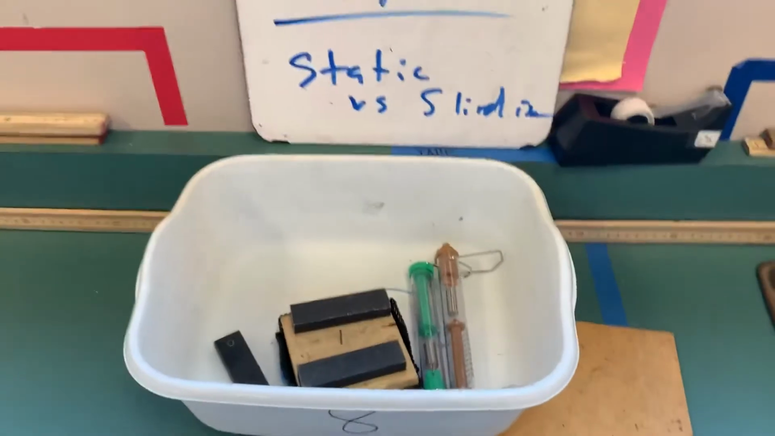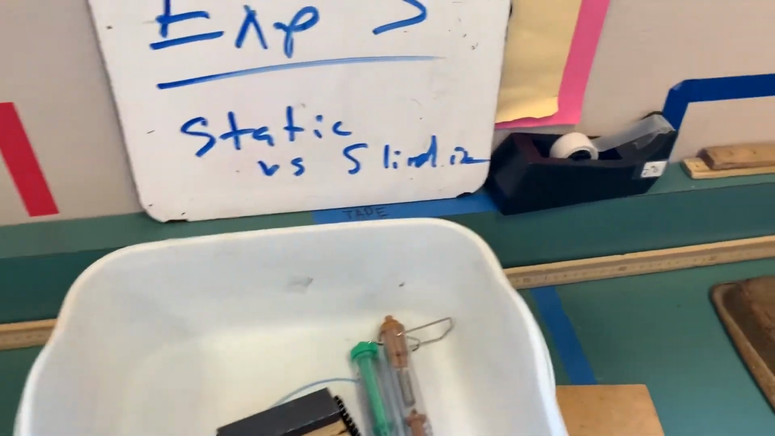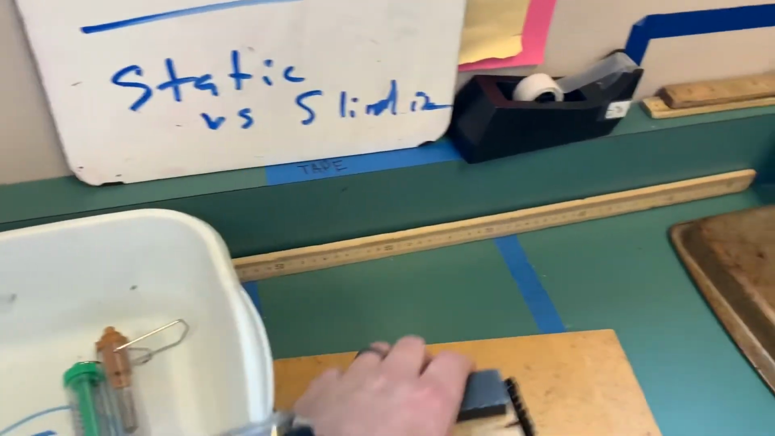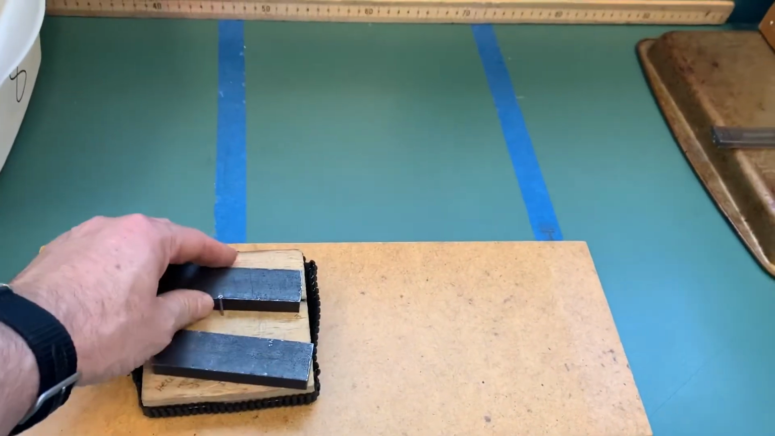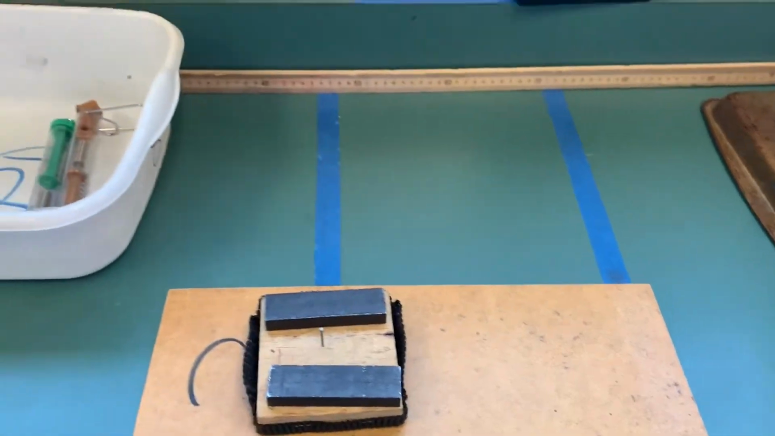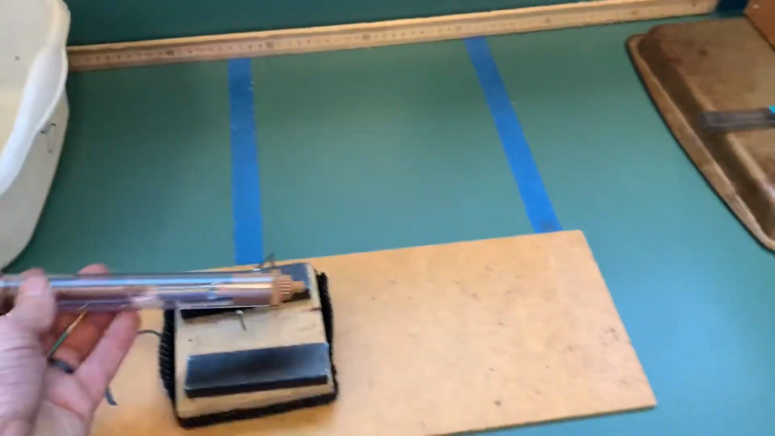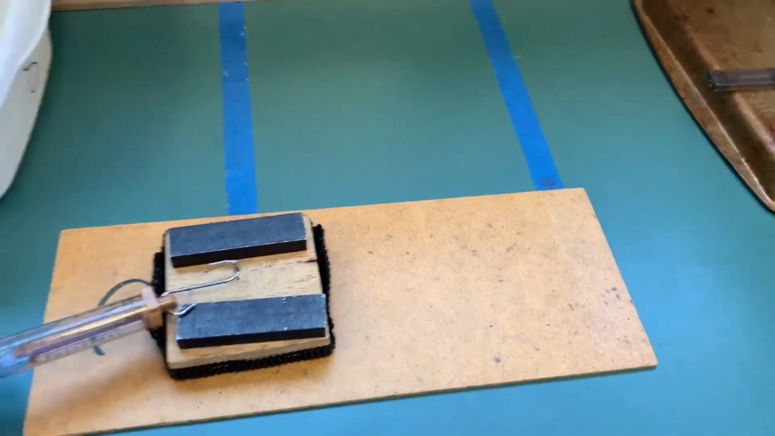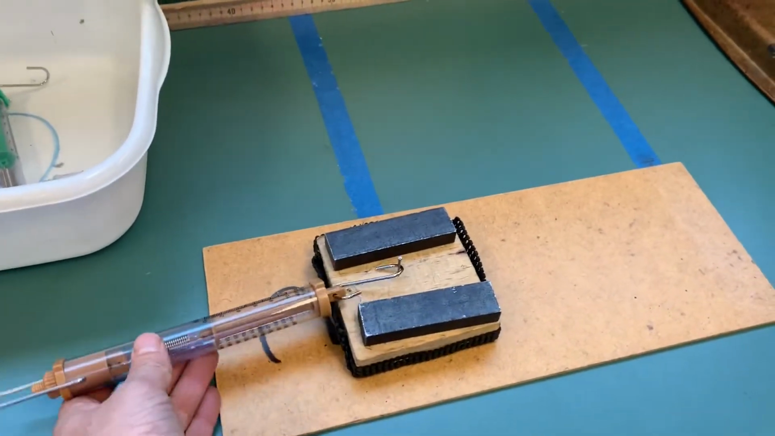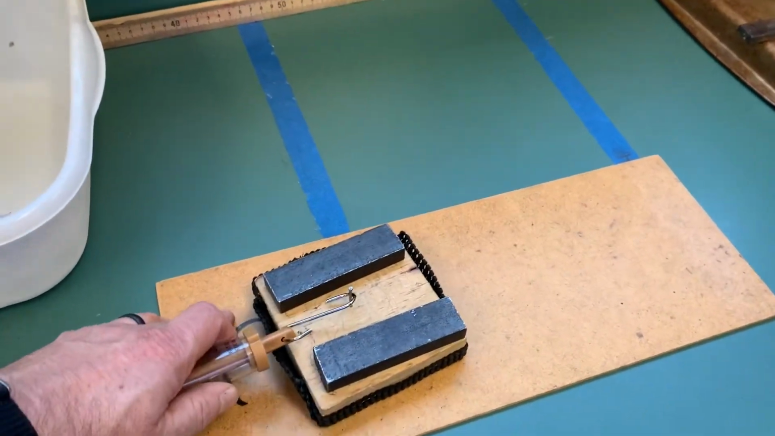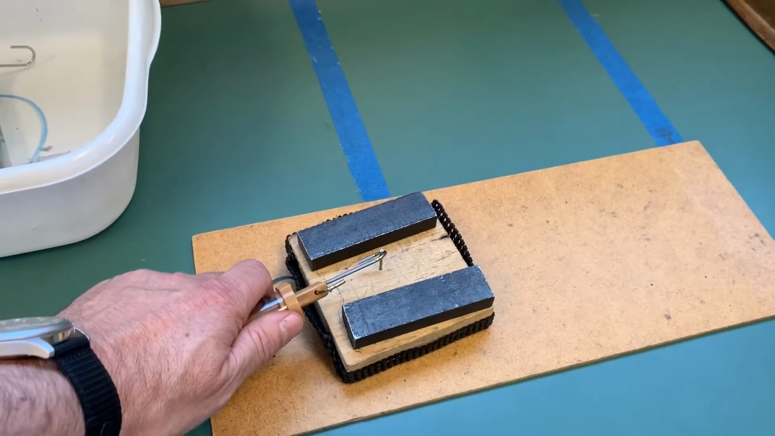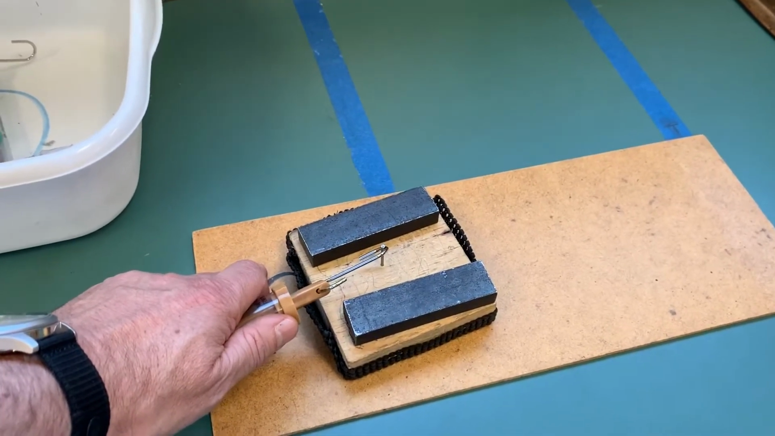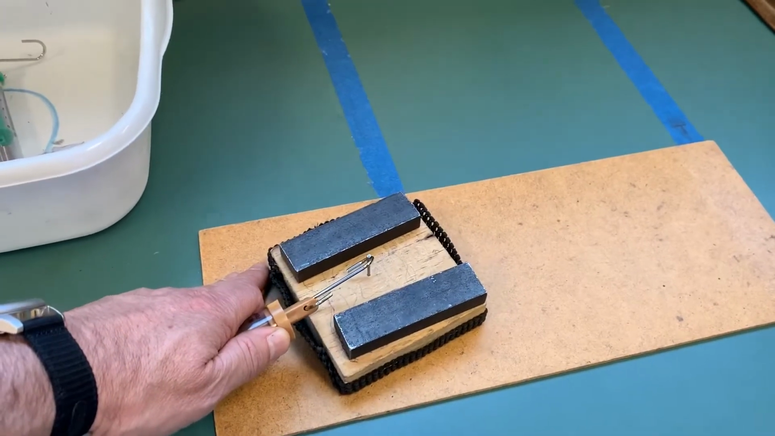And then over here is static versus sliding. This is probably the hardest one to explain how to do. Let me give you the way I would generally go about it. Make sure you have some weight on here for this one. And what you would do is you would hook up your spring scale, and you're gonna pull it until it starts to slide and then stop. And you're gonna try to read the number at the absolute highest number you can get before the block slides.